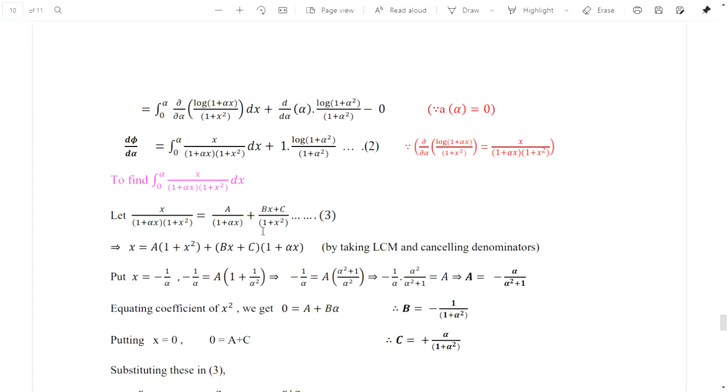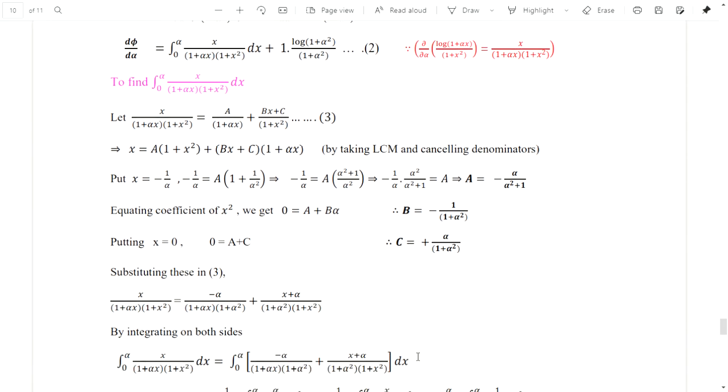So by taking LCM and by cancelling the denominators, we will get x is equal to A into this denominator, (1 plus x squared), plus (bx plus c) into this denominator, that is (1 plus alpha x). Now we will be finding the values of A, B and C by putting x is equal to minus 1 by alpha. We get A is equal to this much, and next we equated the corresponding coefficients of x squared, so that we got B is equal to this much, and next we substituted x is equal to 0, so that we got C is equal to this much.